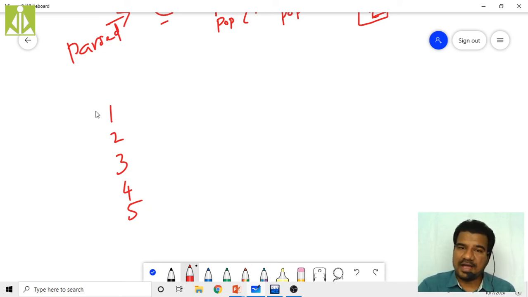So LIFO fashion, last in, first out. Which action was pushed as the last entry onto the stack? Writing 5 was pushed as the last action onto the stack. So that will be undone first when I perform undo. See, 5 will be removed first, then 4 will be removed, then 3, 2, 1, like this.